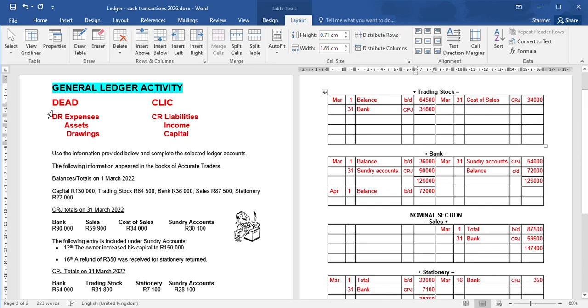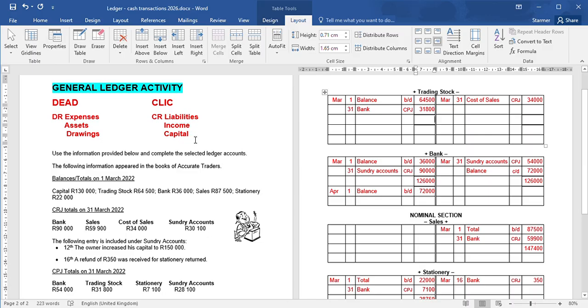We use the two words DEAD CLIC, where D stands for debit, E is your expenses, A is your assets, D is your drawings. So the debit side is the plus side for expenses, assets and drawings. And then C stands for credit, liabilities, income, C capital. So credit is the plus side for those accounts.